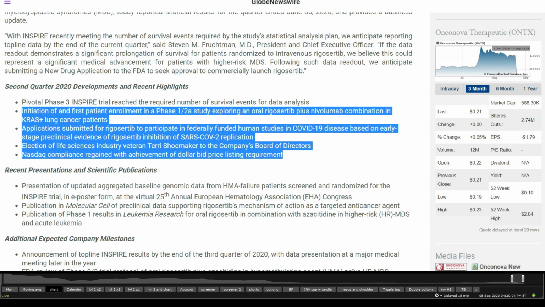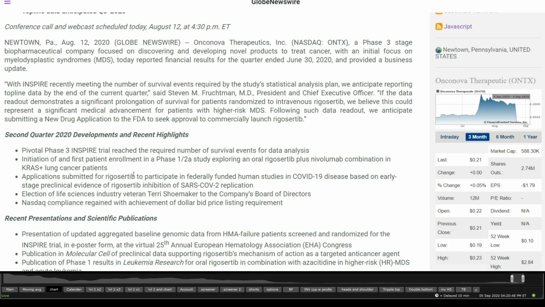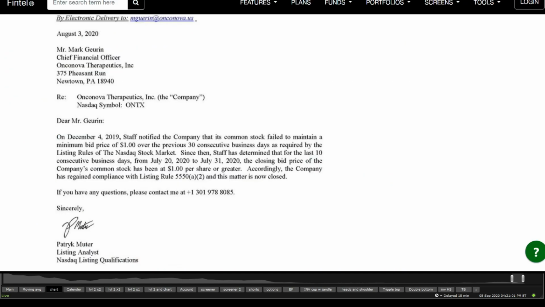So for instance, the initiation of the first patient enrollment in a phase 1/2a study exploring an oral rigosertib plus nivolumab combination in KRAS. Wow, that is quite a mouthful. So an application was submitted for rigosertib to participate in federally funded human studies on COVID-19 based on early stages of preclinical evidence. So there is still a bit of news ongoing there.